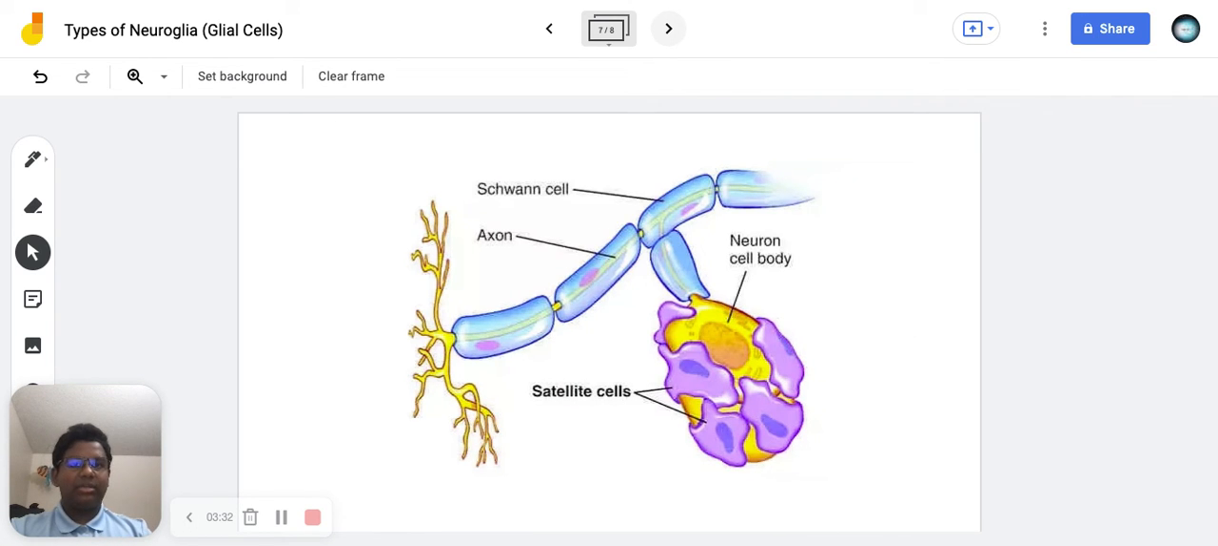Next, satellite cells are cells that surround and cover the surfaces of neurons in some parts of the peripheral nervous system. Satellite cells provide structural support and provide nutrients to these neurons. They also provide a protective and cushioning effect. Although their role is not fully understood, it is thought that they might be involved with regulating the neuronal environment of some peripheral nervous system neurons.